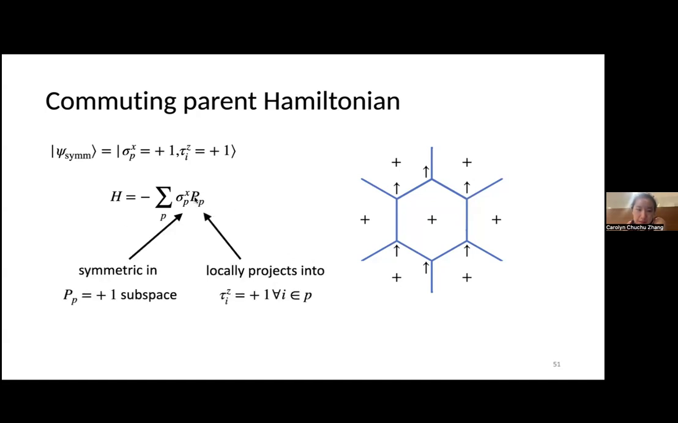And so this PP, you can think of it as locally projecting into the tau z equals +1 subspace for all of the tau z's, these 6 tau z's in this plaquette. And then this sigma x is actually symmetric in this +1 eigenspace of this projector. The details are kind of long if you actually want to write down the Hamiltonian, but what you can convince yourself is that each term commutes with the symmetry, and they also commute with each other, and there's a unique ground state on any closed manifold, which is just this product state.